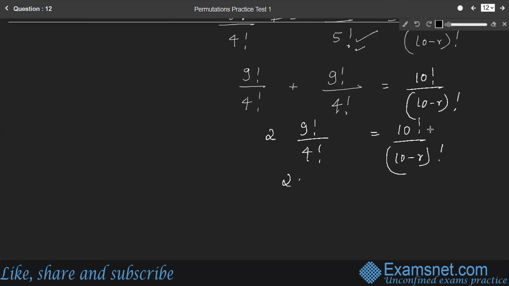So 2 times 9 factorial, starting from 4, 4 into 3 into 2 into 1, we can cancel 4 factorial and 4 factorial, and we have 9 into 8 into 7 into 6 into 5, right? And the remaining parts, 4 into 3 into 2 into 1, these parts will get cancelled with the denominator. Therefore, this value is equal to factorial 10 by 10 minus r factorial.